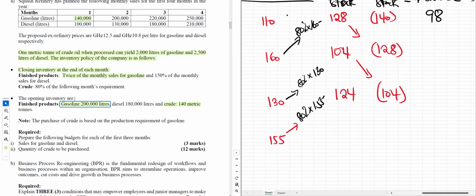So now we can get the crude oil produced. So 160 plus 104 minus 128. 136.